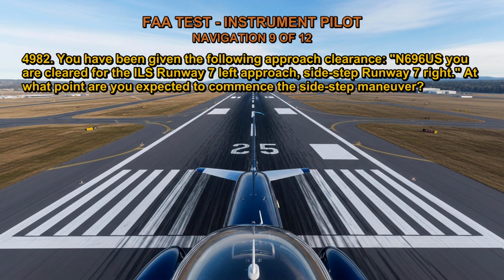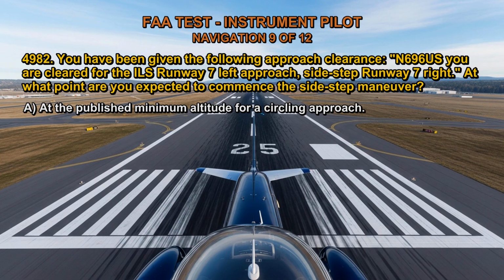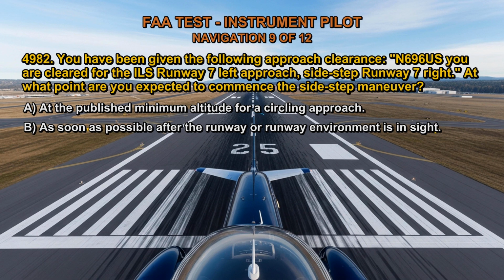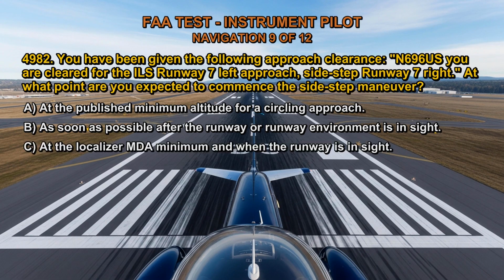4982. You have been given the following approach clearance. N696 US, you are cleared for the ILS runway 7 left approach, sidestep runway 7 right. At what point are you expected to commence the sidestep maneuver? A. At the published minimum altitude for a circling approach. B. As soon as possible after the runway or runway environment is in sight. C. At the localizer minimum, and when the runway is in sight.